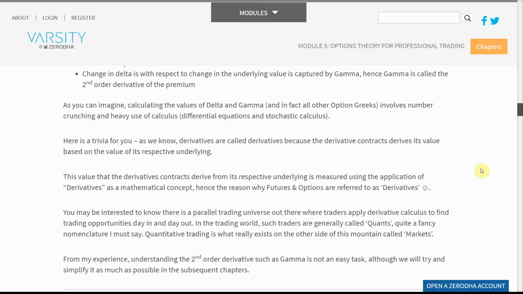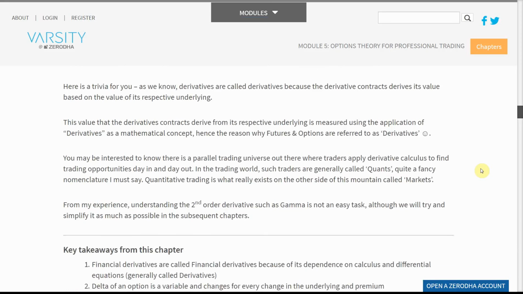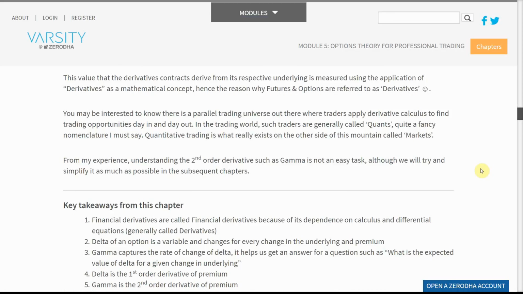Smiley face. You may be interested to know there is a parallel trading universe out there where traders apply derivative calculus to find trading opportunities day in and day out. In the trading world, such traders are generally called quants. Quite a fancy nomenclature, I must say. Quantitative trading is what really exists on the other side of this mountain called markets.